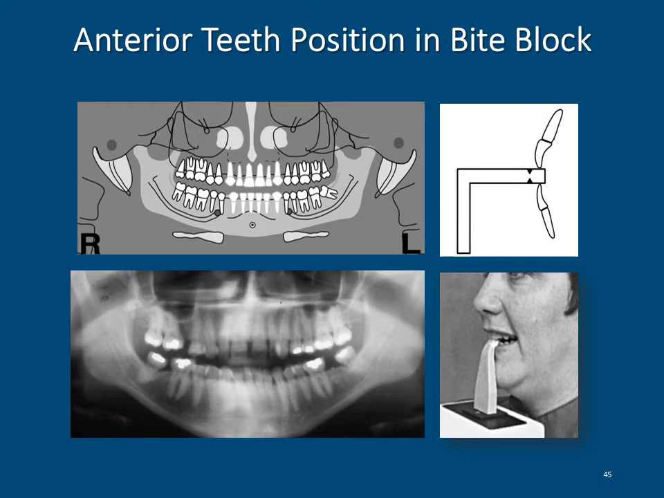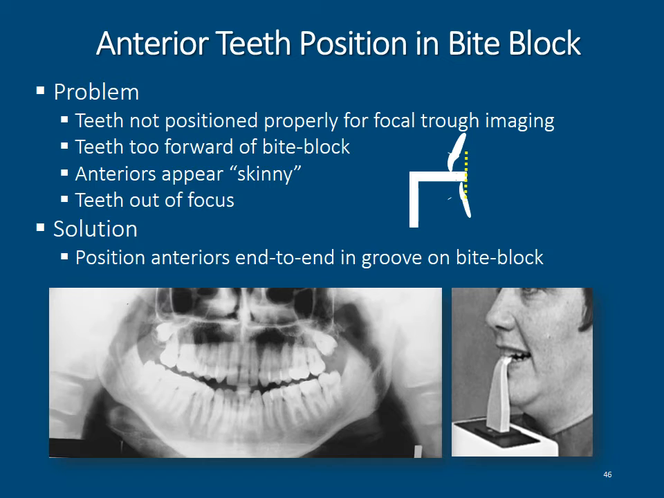Let's take a look at this slide. It will show you the diagram of how the teeth will look much larger, being outside the bite block, further away from the X-ray machine, and give you an idea of how much wider and obscure and magnified these anterior teeth will appear. If the teeth are positioned in front of the notch, they are closer to the X-ray machine. The anterior teeth will appear very narrow and thin and maybe obscured as well.